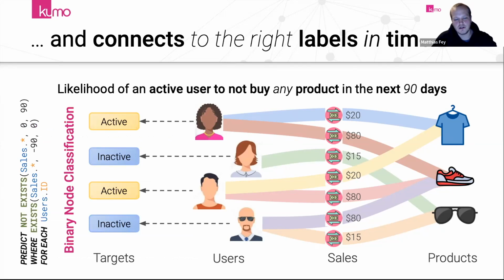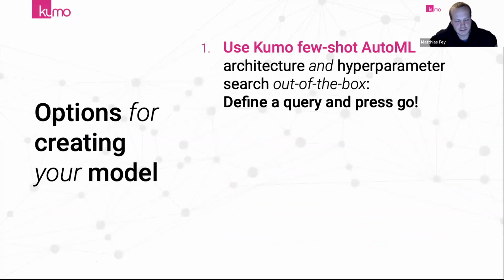After materializing the graph, the next step would be connecting the right labels in time to the given entity. So we have our predictive query, which for simplicity here maps to a binary node classification task. And then we connect each entity to a given label that is true at a certain point in time. And that basically looks as follows then. Afterwards, your graph is materialized, all your training labels are present in your graph.